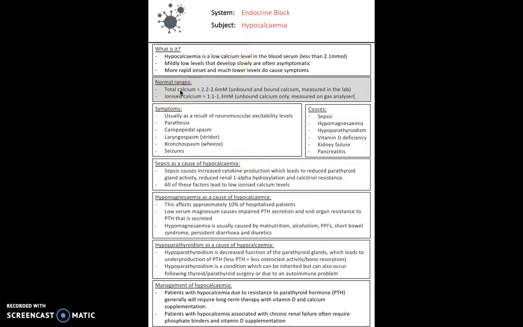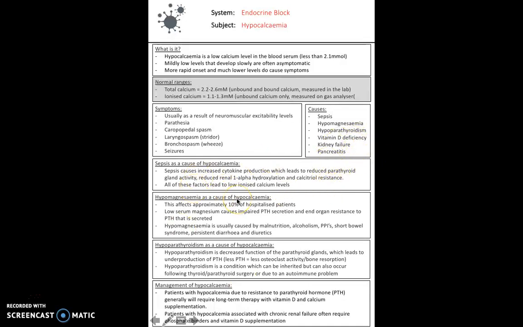This presents in exactly the same way, i.e. mild low levels will result in asymptomatic or very few symptoms in the patient, and a rapid onset will cause a greater level of symptoms. Again, the symptoms are fairly non-specific, and they are usually related to the neuromuscular excitability levels. So it usually causes things such as paresthesia, carpopedal spasms, laryngospasms causing stridor, or bronchospasms causing a wheeze. And the causes behind hypocalcemia predominantly are sepsis, hypomagnesemia, so not enough magnesium in the body, hypoparathyroidism, so again not enough PTH this time, and vitamin D deficiencies.